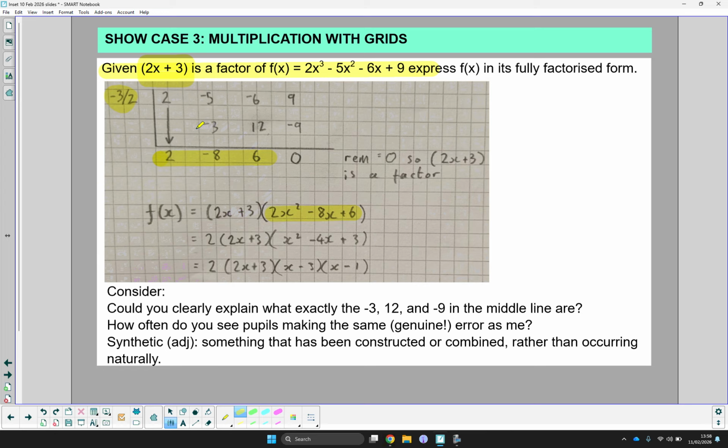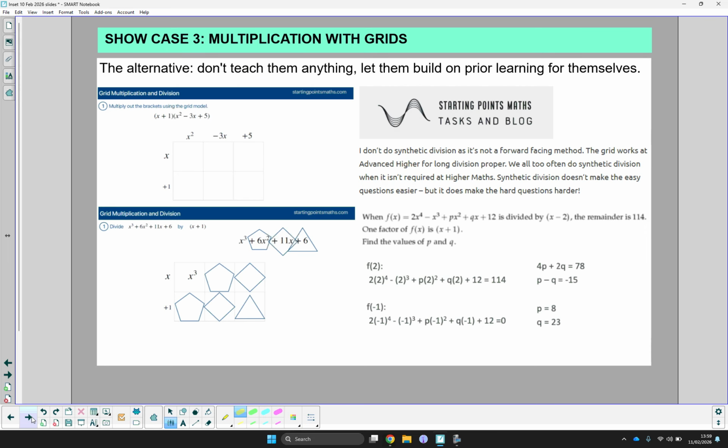The other thing that I would challenge you to think about is what exactly do these 3 values in the middle mean? And could you explain really clearly to pupils what they mean? I also don't like the definition of synthetic, the fact that it's something that's just been constructed. It's not something that comes naturally. So what I do instead is I don't really need to teach them how to factorise. We just build upon the prior learning themselves. And I think this is much more effective than synthetic division.